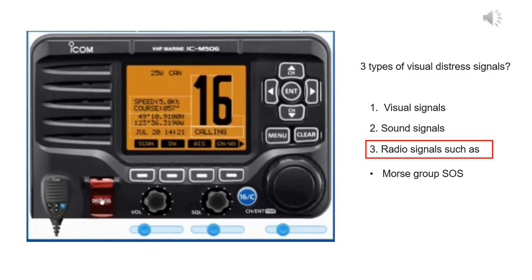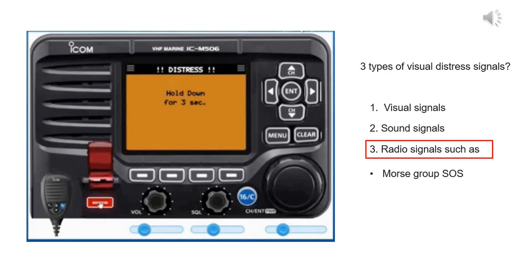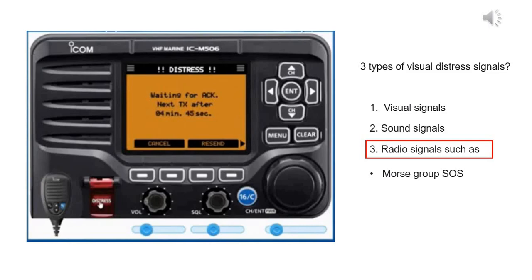While lifting the key cover, hold down distress for 3 seconds to transmit the distress call. While holding down distress, countdown beeps sound and both the key and display backlighting blink. DSC channel 70 is automatically selected and the distress call is transmitted. The distress call is automatically transmitted every 3 to 5 minutes until an acknowledgement is received or a DSC cancel call is made. Push resend to manually transmit the distress repeat call.